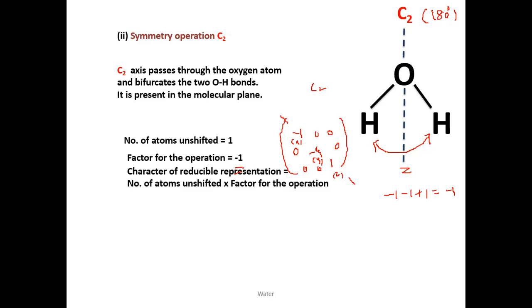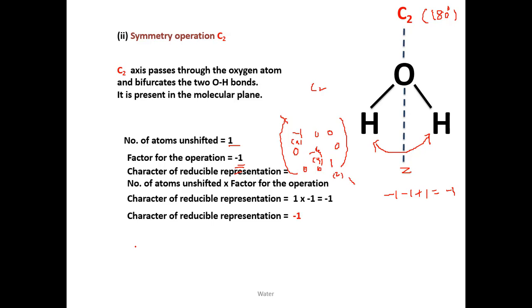Character of the reducible representation is equal to number of atoms unshifted into factor of the operation. Number of atoms unshifted is equal to 1, and the factor of operation is equal to -1. 1 into -1 will be -1. This is the character for the reducible representation for symmetry operation C2.